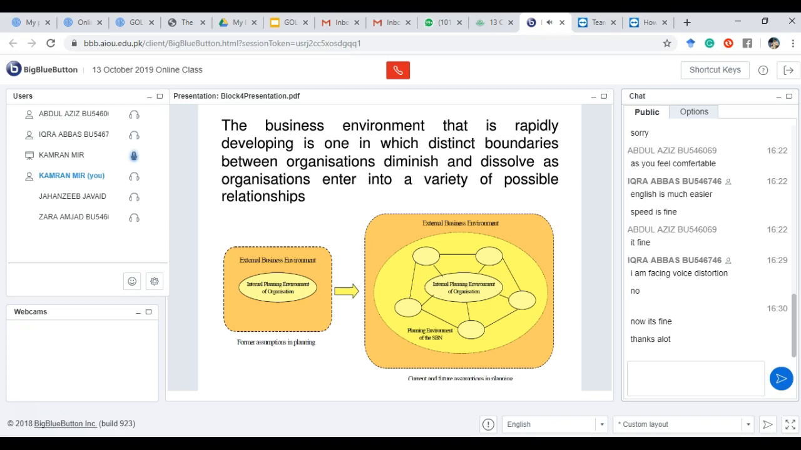Now the business environment is rapidly developing, one in which distinct boundaries between organizations diminish and dissolve as organizations enter a variety of possible relationships. As we can see in this diagram, it shows the internal planning of the organization, the external business environment, and the planning environment. So it basically reflects that the external environment is always affecting the internal environment of the organization, and you have to plan your internal environment accordingly, looking at all the external factors, and based on that, the internal systems are developed in an organization.